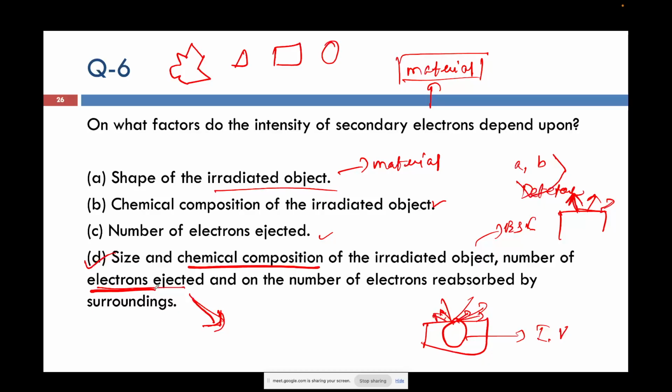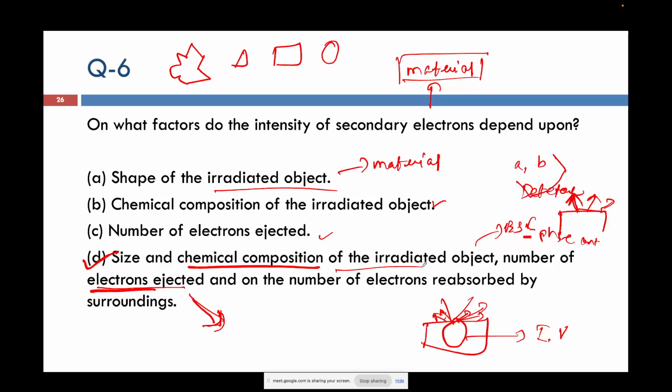Okay, and this is electrons absorbed by the surroundings, right? So all of the options are correct. That means D will be the correct answer, size and chemical composition of the irradiated object. Here I have written BSE. BSE will only give you phase contrast, right? Here also you will get chemical composition.